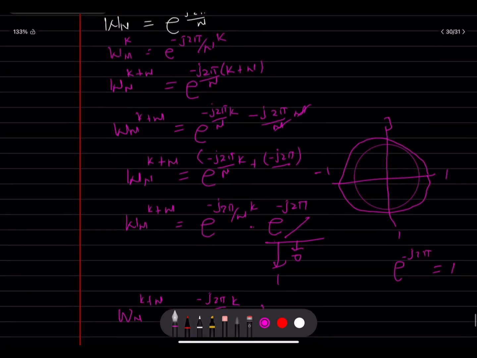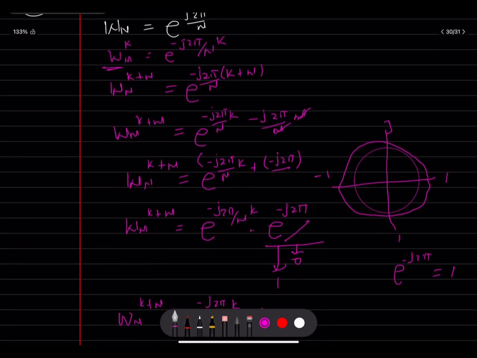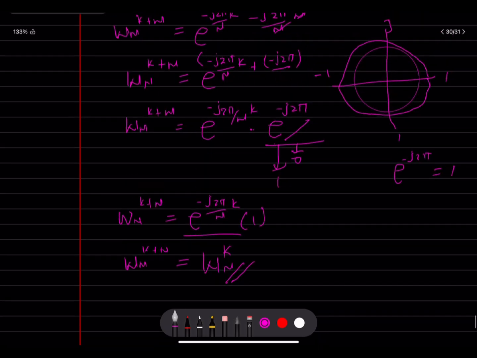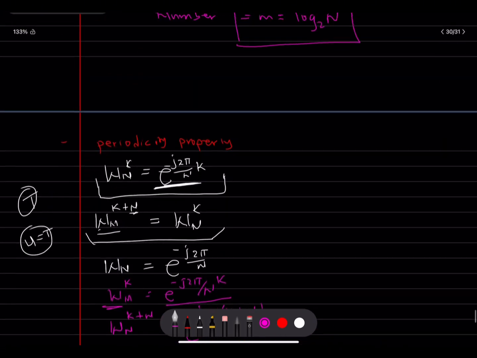We are all aware that this omega N^k is equal to this function over here, and this function is the same as what we have gotten here. Therefore, we can write that omega N^(k+N) is equal to omega N^k. So this is a proof for the periodicity property of the twiddle factor.